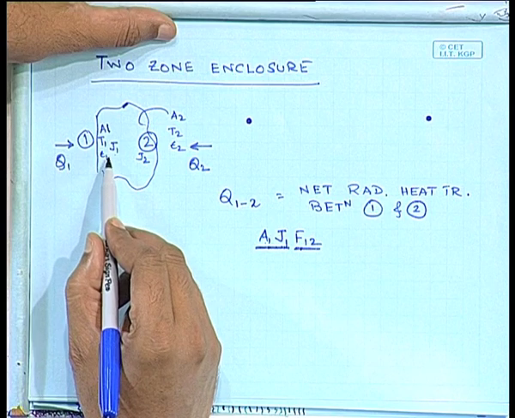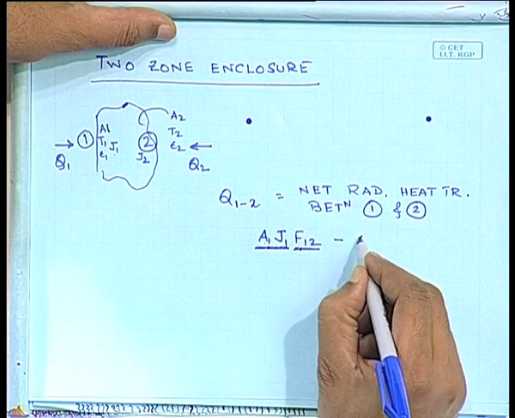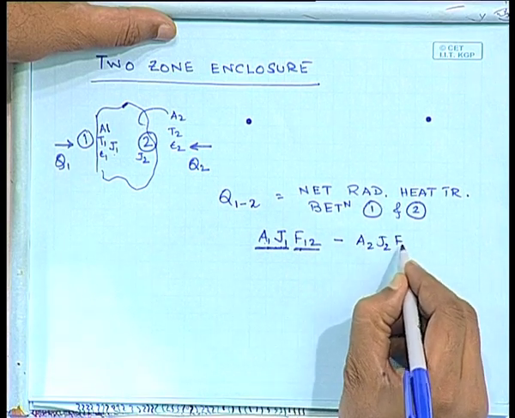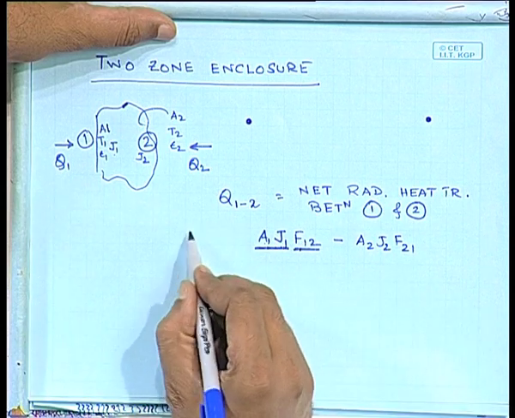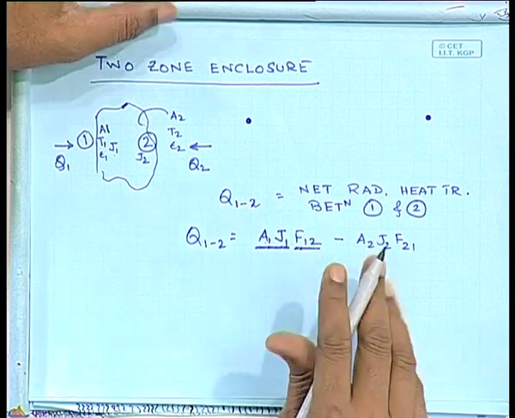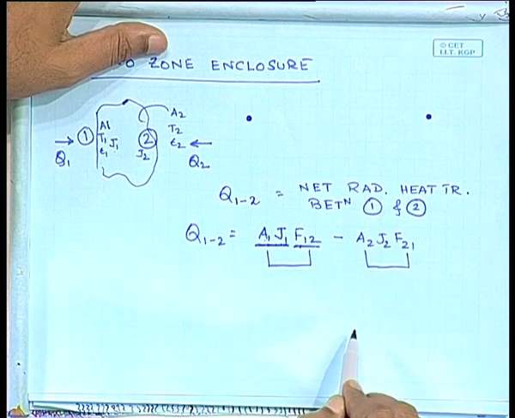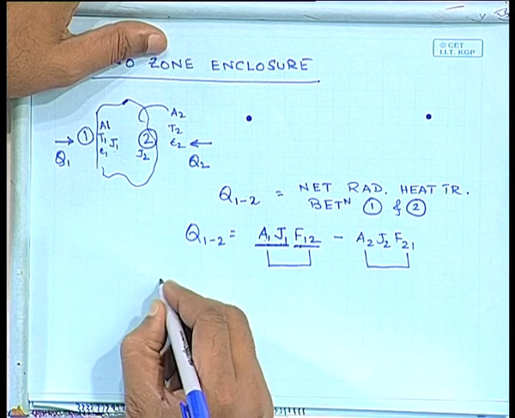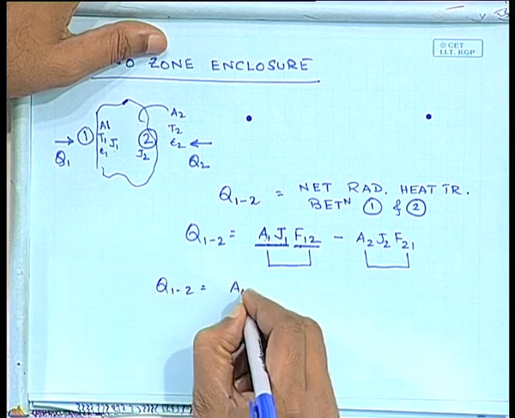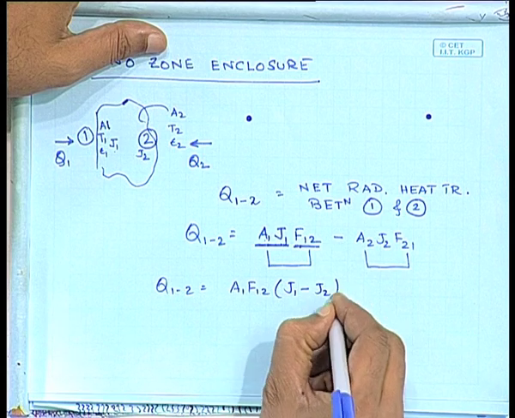And the surface 1 is also going to get some amount of energy from 2. What is that amount of energy? Which would be a minus sign, A2 J2 F21. So, that is the net amount of heat which surface 1 is giving to surface 2. That part is clear. All right. Now, any simplification that comes to your mind in this? Fine. Reciprocity relation, these two would be equal, A1 F12 equals A2 F21. So, I can say that Q1 to 2 is simply going to be A1 F12 times J1 minus J2.